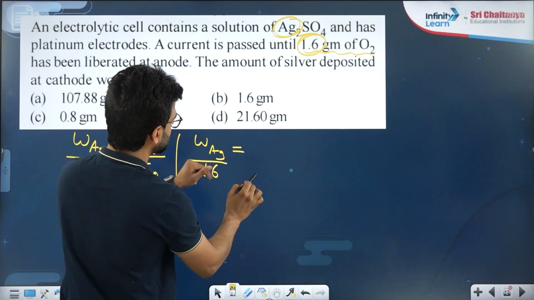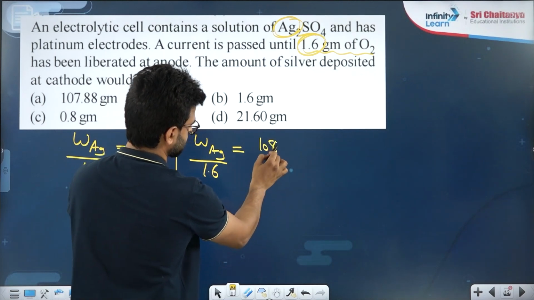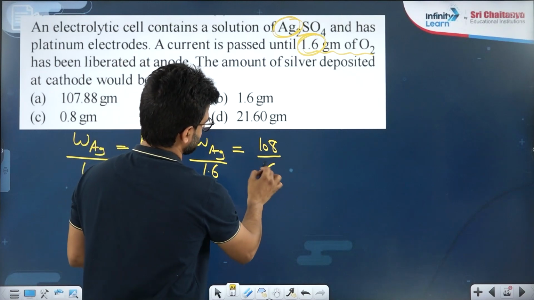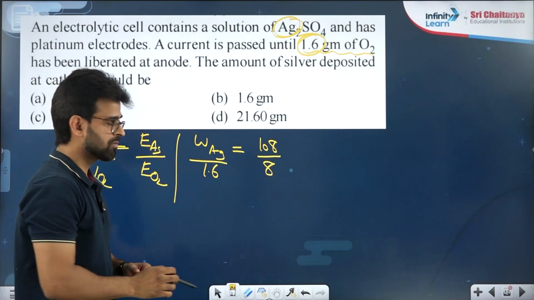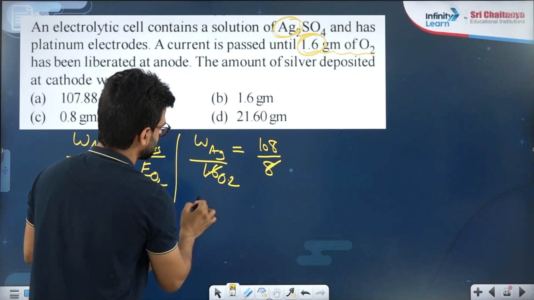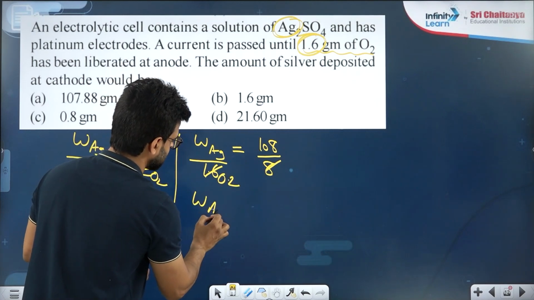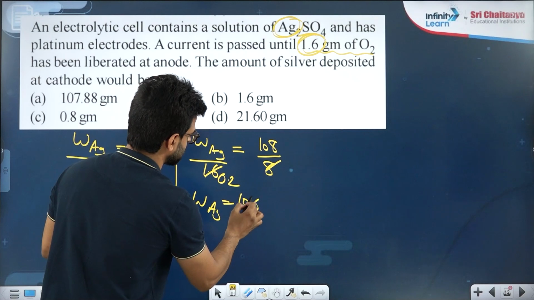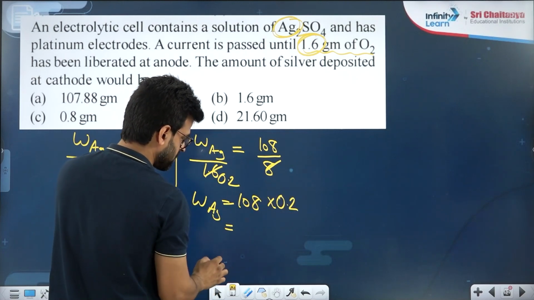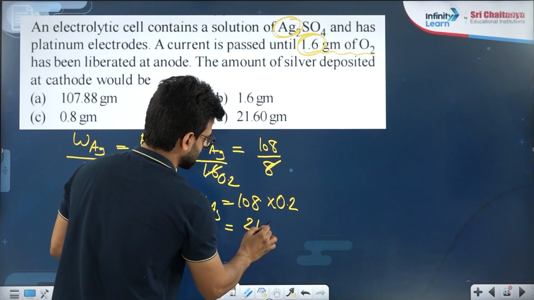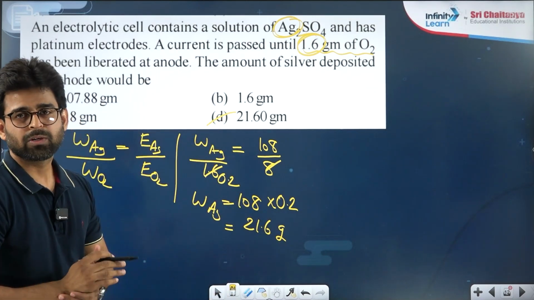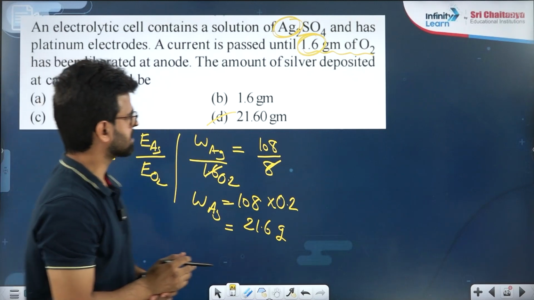What is the equivalent weight of silver? 108. Clear? And what is the equivalent weight of oxygen? It's 8. Right? So if you solve it from here, this will give you 0.2 and 0.2 will multiply here. So the weight of Ag deposited will be how much? 108 into 0.2, right? It's giving 216 something, so 21.6 gram. You can easily get. Again, a simple question, right? Okay, now next one.